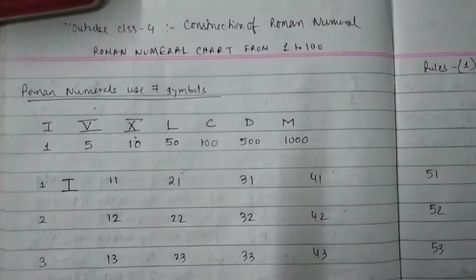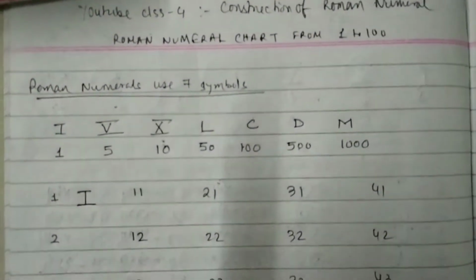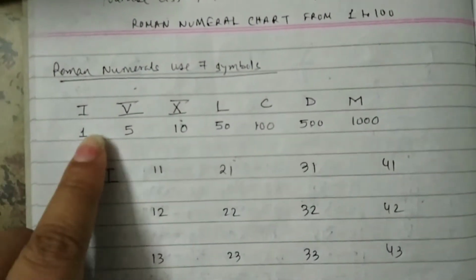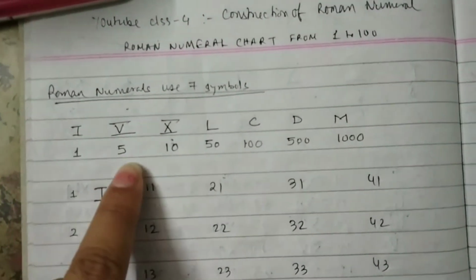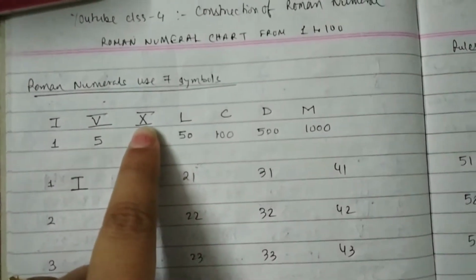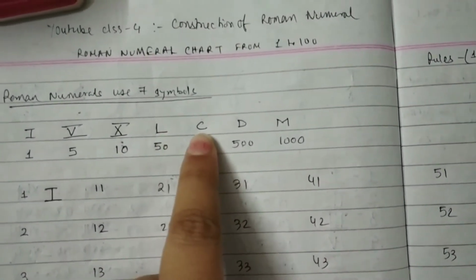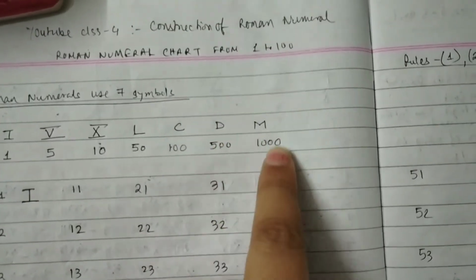That is, first, Roman numerals use 7 symbols. For 1, I is used, for 5 the V sign is used, for 10 the X sign is used, for 50 the L sign is used, for 100 the C sign is used, and 500 is D, and 1000 is M.